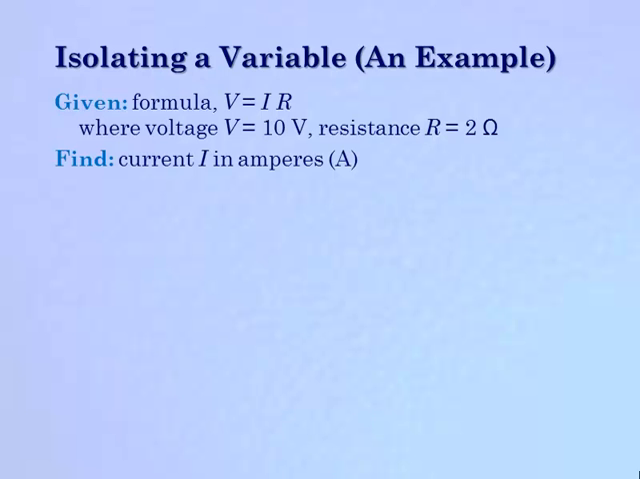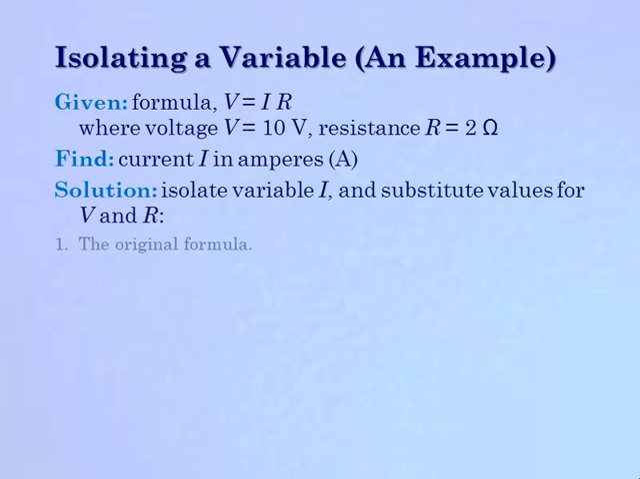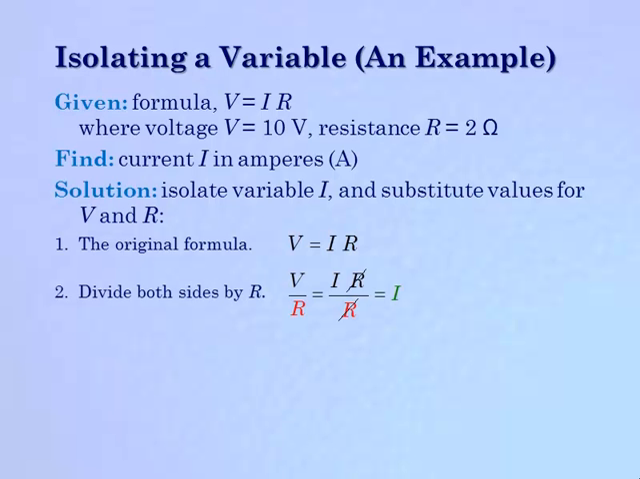So we'd like to isolate the I from this expression, V is equal to I times R, which of course is Ohm's law. Well, to isolate the variable I and substitute values for V and R, we need the original formula, V is equal to I times R. We need to divide both sides by R, and you'll see on the right side, the R will cancel out, leaving us with just V over R equals I.